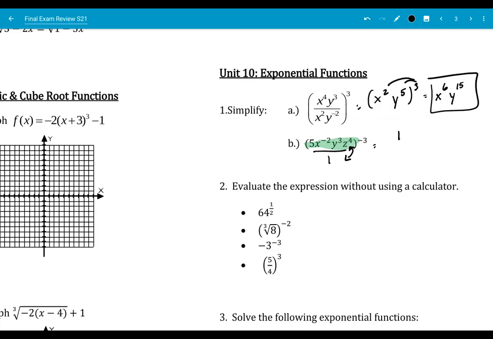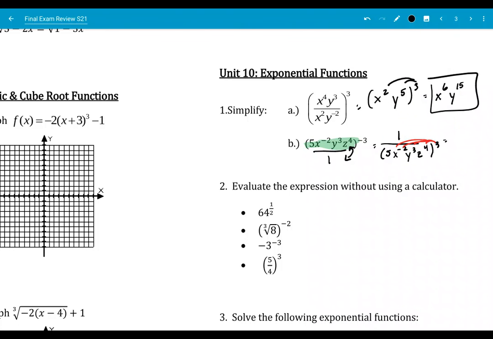So first, this is going to become 1 over 5x to the negative 2, y to the 3, z to the 4, all to the power of positive 3. So keep in mind, I didn't change anything inside. The only thing I changed was the negative exponent on the outside. So now we have to distribute that power of 3 to everything inside, coefficient included.